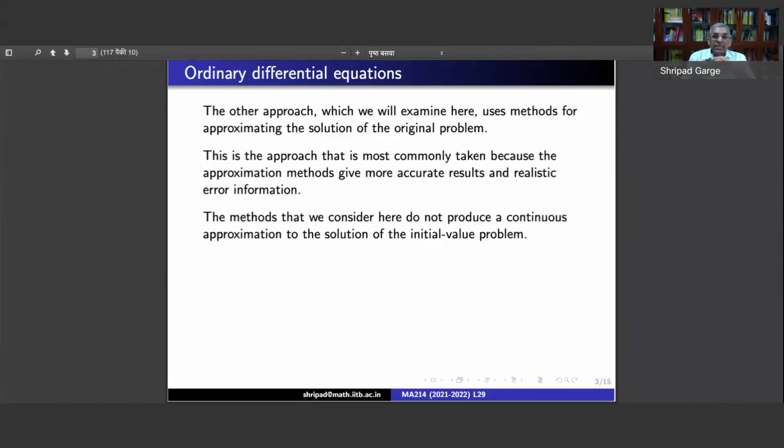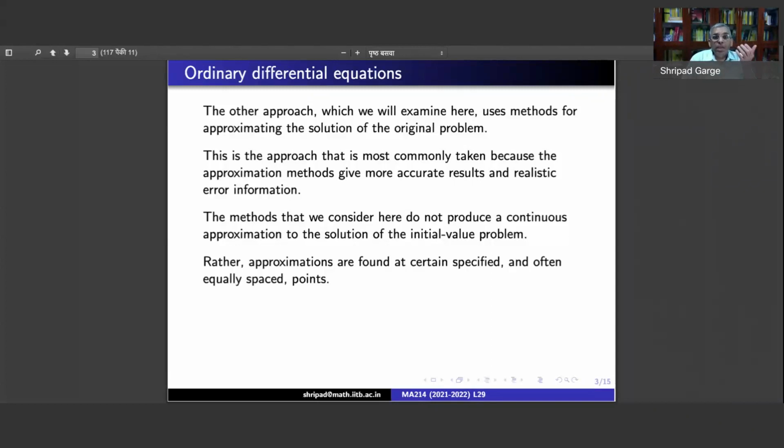One drawback is that our methods will not give a continuous solution. What they will do is that at various points, we are going to predict the approximate values of the solution. These points are called mesh points, and at these mesh points we predict the approximate solution. Then for other points we use the interpolation methods that we have learned so far to get the actual function. This is what we are going to do.